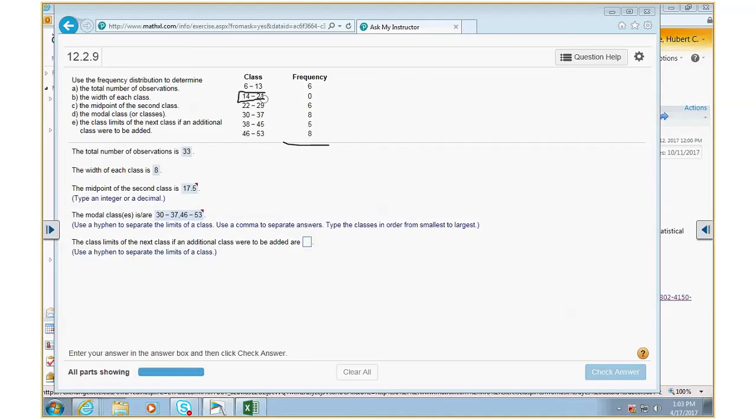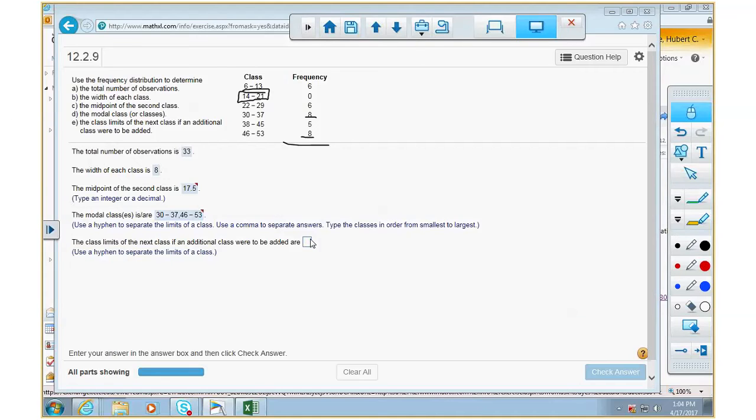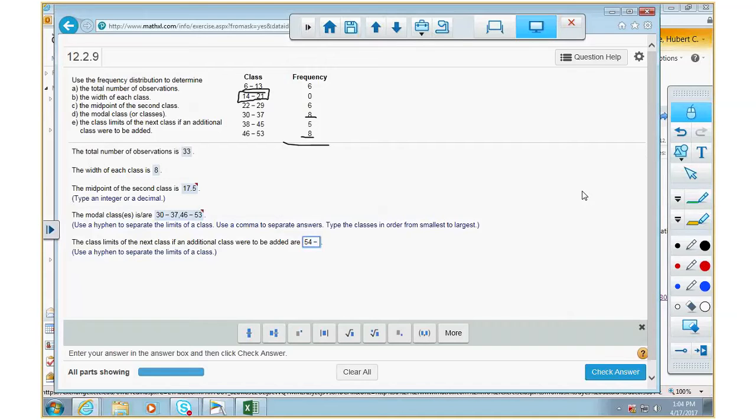Midpoint of the second class. That would be 14 plus 21 is 35. And half of 35, divided by 2, is 17.5. The modal classes, which one has the most? The 8s carry the modal classes, so that would be 30 to 37 and 46 to 53. The class limits of the next class, down here, what's 46 plus 8? 54. So 54 to, what's 53 plus 8? 61, I think.